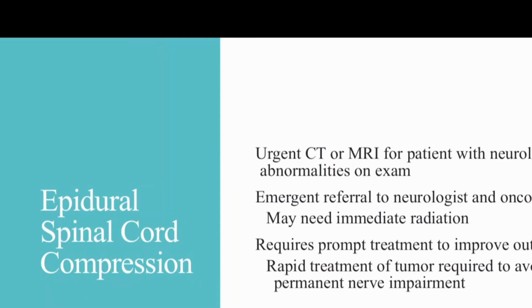So urgent CT or MRI with any patient with any type of neurological complaints. Emergent referral to neuro and oncology, because obviously this is a cancer as well. They need to be on board, figure out what they want to do to try and reduce the size of this tumor. May need immediate radiation to try and shrink it because you don't want to have any permanent neurological damage from this tumor. Again, prompt treatment to improve outcome. So faster the treatment, the better.